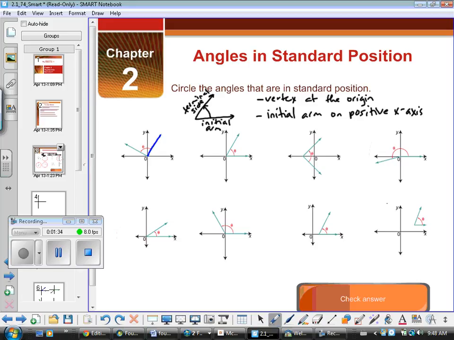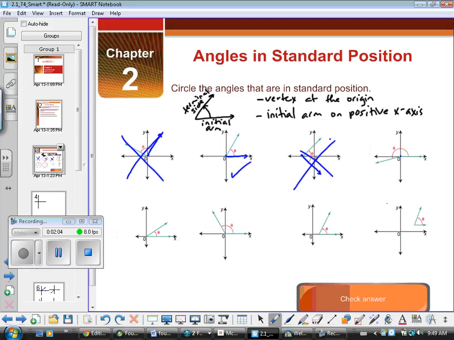For example, this one here, you can see that its vertex is at the origin. But here's its initial arm. That's not on the positive x-axis, so that's going to be a no as far as being in standard position goes. If you look at this angle, you can see that its vertex is at the origin and its initial arm is on the positive x-axis, which makes it a yes. In this angle, neither of those two things are true. Here's the initial arm. It's not on the positive x-axis. Here's the vertex. It's not on the origin. So I'm going to say no.